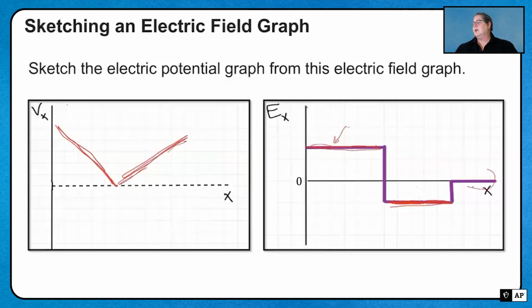And then this last section, I have an electric field of 0, so I need a constant potential. So notice here that when I have an electric field of 0, that does not mean the potential is 0. It just means that the potential is constant and not changing.